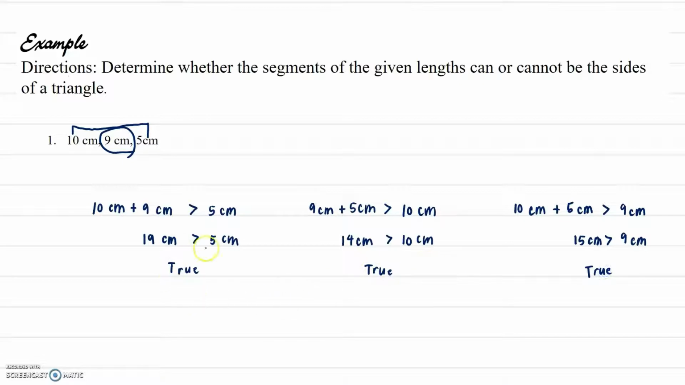And since all of our 3 inequality statements here are true, then we can say that 10 centimeters, 9 centimeters, and 5 centimeters can be sides of a triangle.